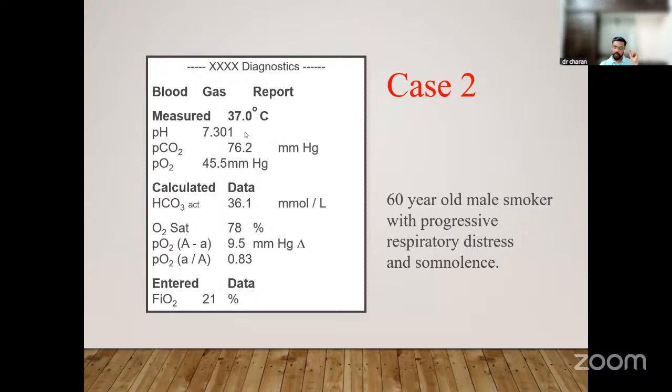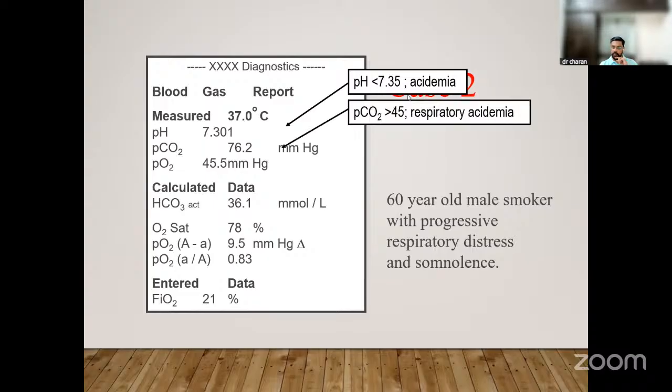So ABG, step 1, see the pH. So pH is 7.30, so it is less than 7.35. So it is an acidemia. So definitely there is an acidosis. So the next step, we need to find out what is the primary problem, metabolic or respiratory. Here we expect a respiratory problem. See the PCO2 first. CO2 is more than 45. So definitely it is a respiratory acidosis.